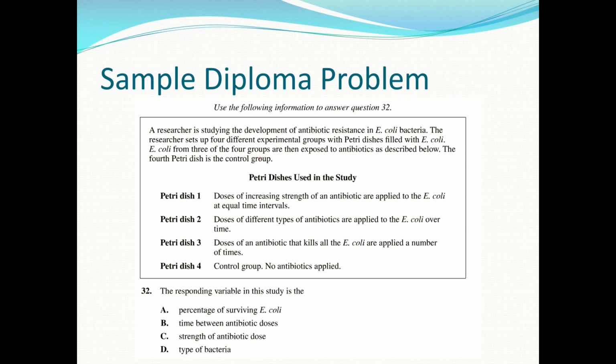Okay, so we're looking for a responding variable for this, the thing that changes because we change something. A researcher is studying development of antibiotic resistance. The researcher sets up 4 different experimental groups. The groups are exposed to antibiotics as described below. The 4th petri dish is a control group. Doses of increasing strength of antibiotic on E. coli, doses of different antibiotics on E. coli, and doses of antibiotic that kills the E. coli are applied a number of times. So it looks like they want to see what's going to kill this E. coli, right? Does this kill it? Does this kill it? So the responding variable is the surviving E. coli. Does it kill it or does it not kill it?